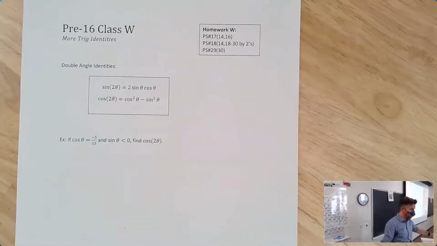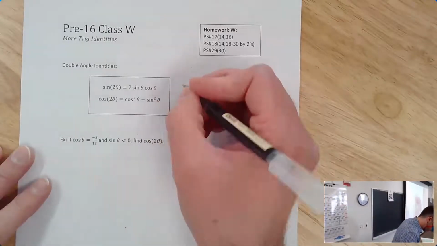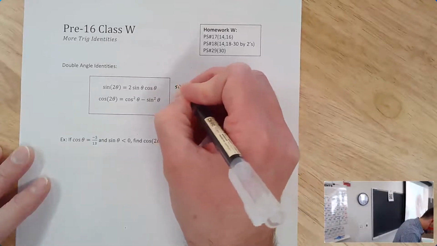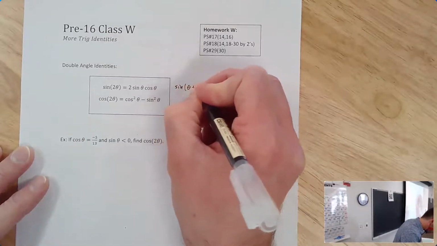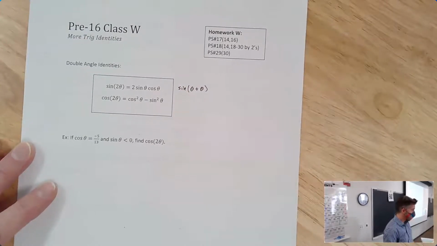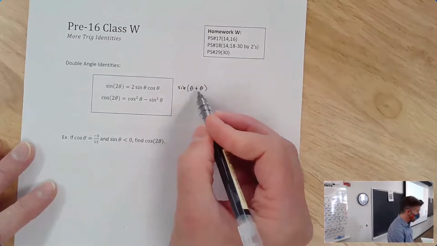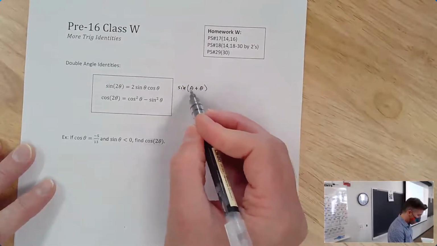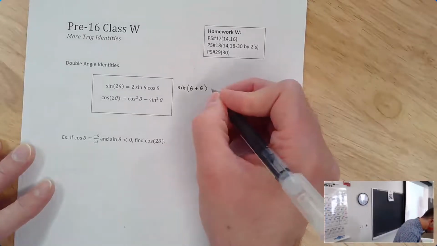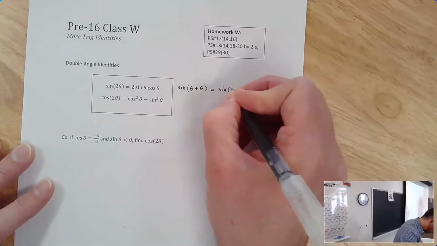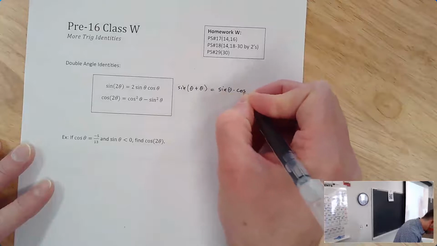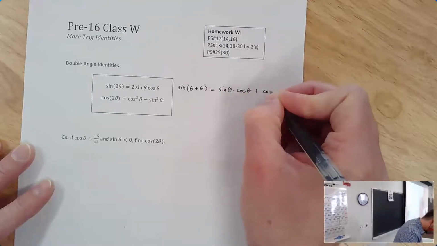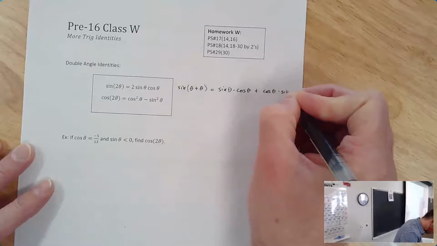Because now we can view these double angle identities through the lens of, oh, well, it's just the angle sum formula. If you look at sine of 2 theta, it's really just sine of theta plus theta. And I'm thinking of my theta as A and my other theta as B. So sine of A plus B is sine of A times cosine of B plus cosine of A times sine of B.